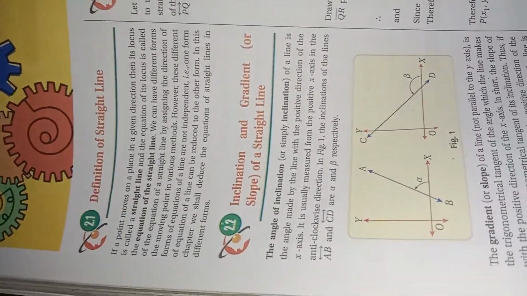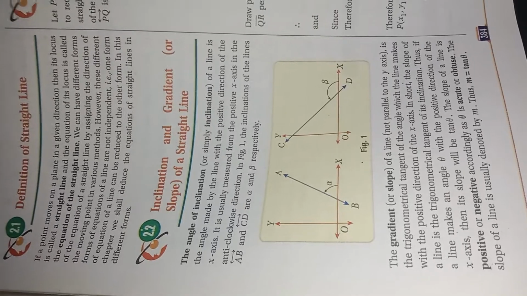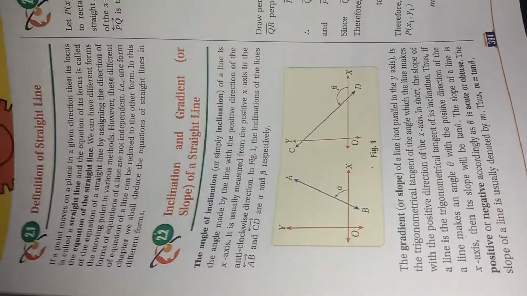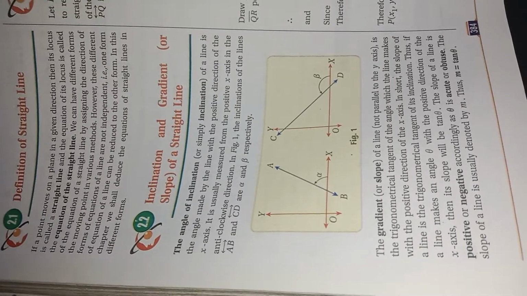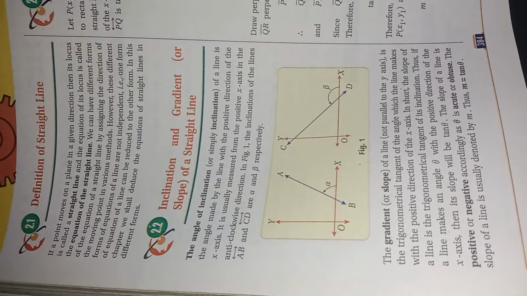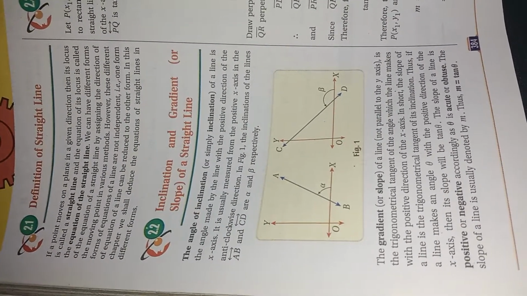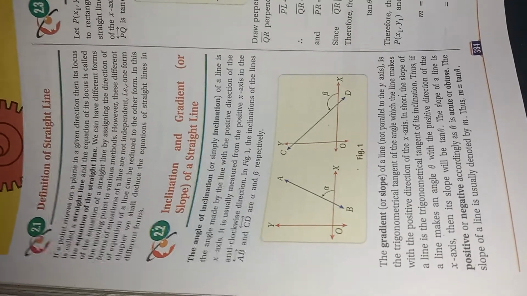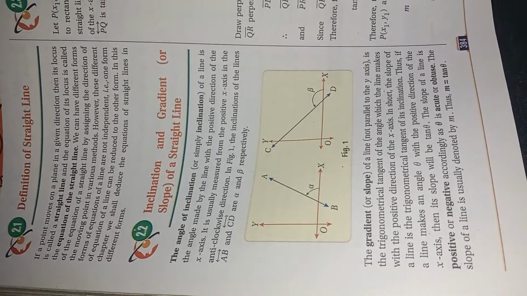Inclination and gradient or slope of a straight line. The angle of inclination, or simply inclination, of a line is the angle made by the line with the positive direction of the x-axis. It is usually measured from the positive x-axis in the anti-clockwise direction. In figure 1, the inclinations of the lines AB and CD are alpha and beta respectively.